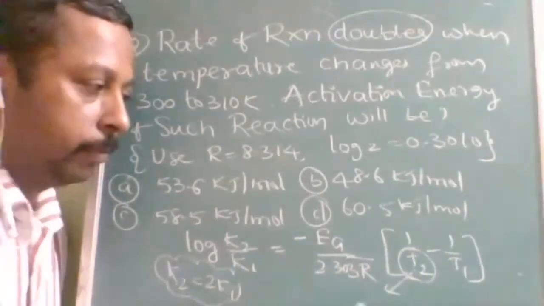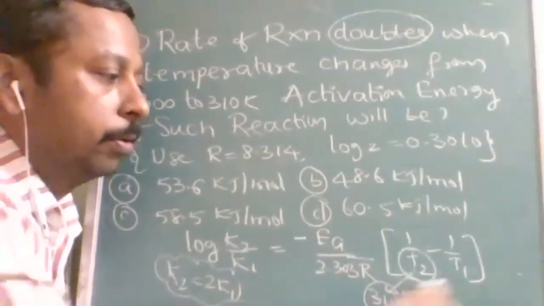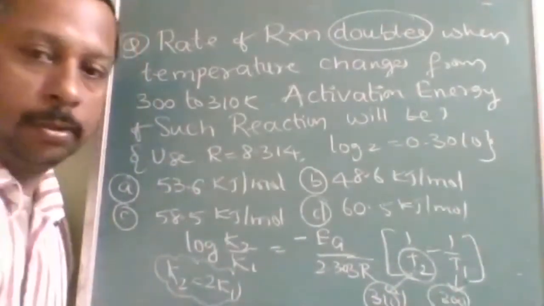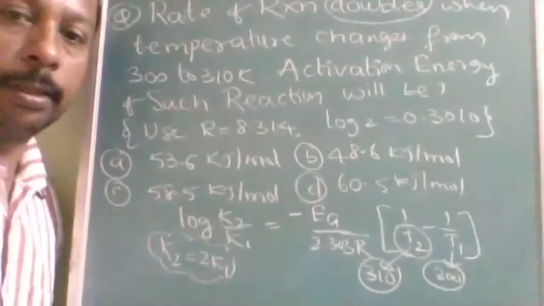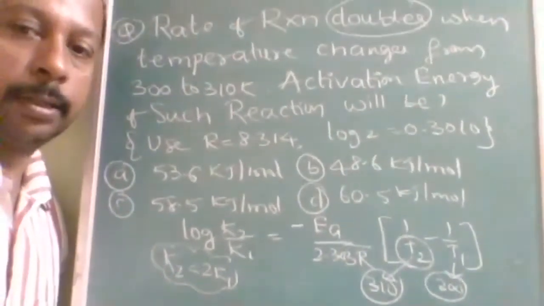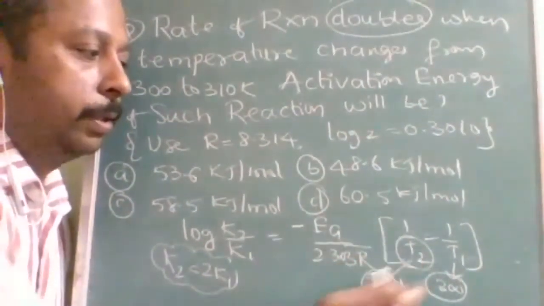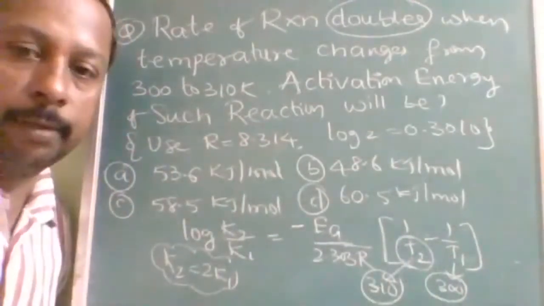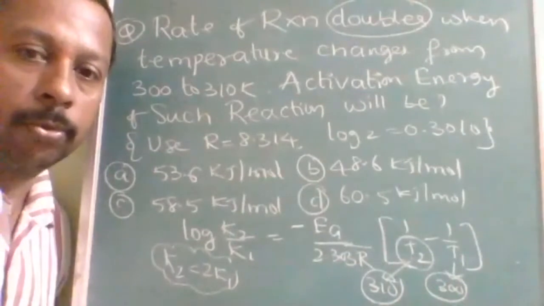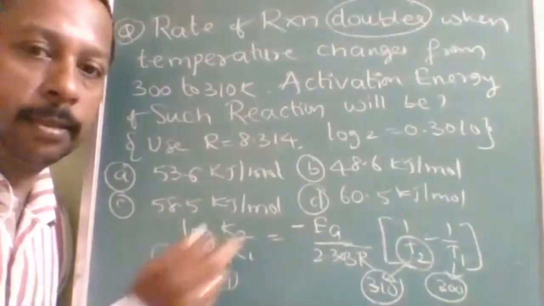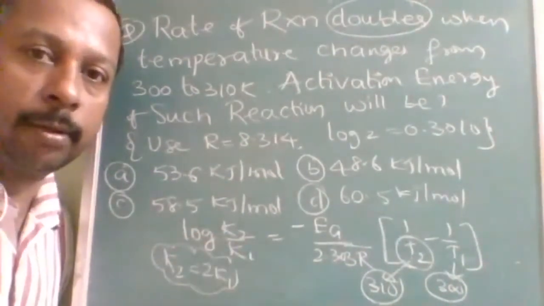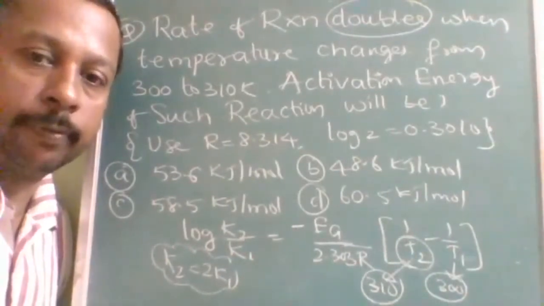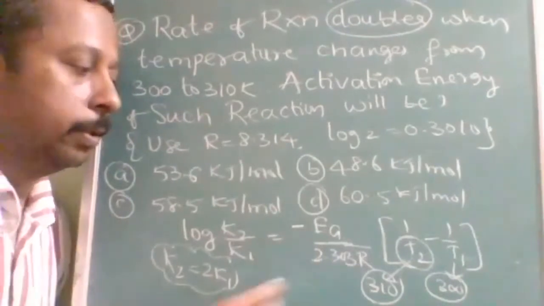Here T2 will be 310, and T1 will be 300. Understood? If you are keeping the minus here, then T2 will be 310 and T1 will be 300. Always T1 will be less than T2, so that this can come as positive. Activation energy is the amount of energy required, so it must be positive for that selection here.